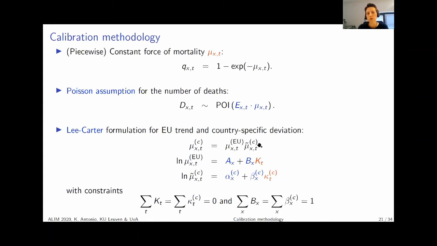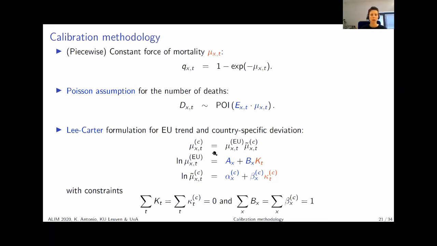And then I want to capture a country-specific deviation from this European mortality model. That is captured with the mu tilde. This mu tilde then relies on the parameters alpha xc, beta xc, and kappa tc, where the c refers to the specific country that I'm looking into, right? And if I multiply these two building blocks, then I get my country-specific force of mortality specification.